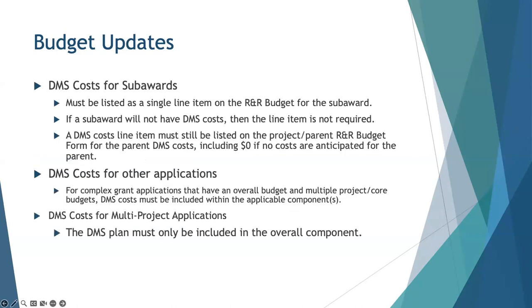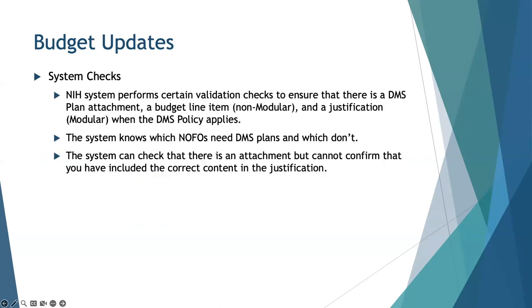Along that line, what I wanted to mention is, remember that the system, let me hop ahead here real quick. There are system checks. So the NIH system knows which NOAs, or, and now they're going to be called NOFOs, so Notice of Funding Opportunity, they're changing that name. It knows which ones will require DMS plan attachments, but what it can't confirm is, did you write the right thing in your attachment? So in a detailed budget, it'll look for the line item and the dollar amount or a zero. It doesn't know which one of the two. But it'll look for your justification in a modular budget, but it can't know what's in the content. So just be sure that you're putting in the right stuff and that you're being clear.